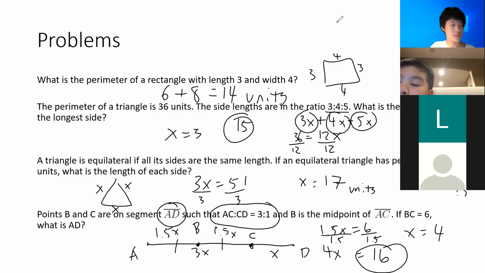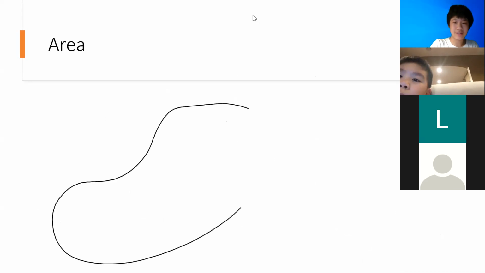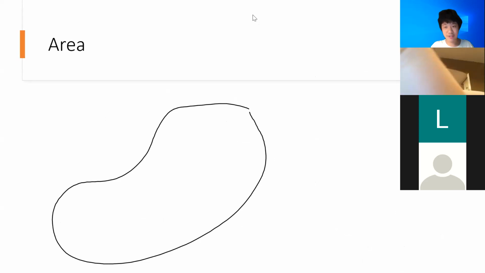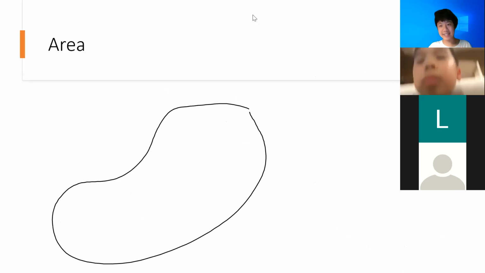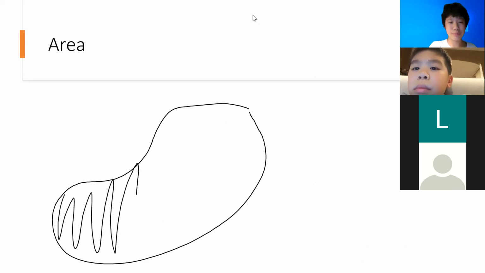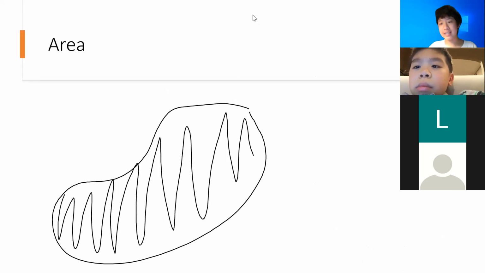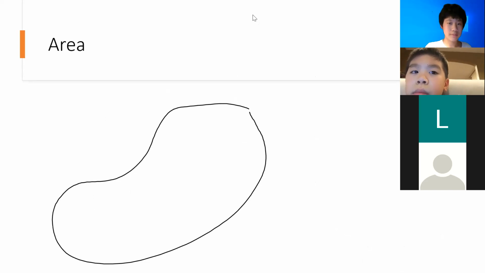Cool. So now let's go on to area. Once again, we have some kind of enclosed space, right? Well, the perimeter was the length of the boundary of this space. We add the length of the boundary, right? But the actual space inside the boundary, how much space do I have within this boundary? That's what we call the area. The area is the space inside the boundary, okay?